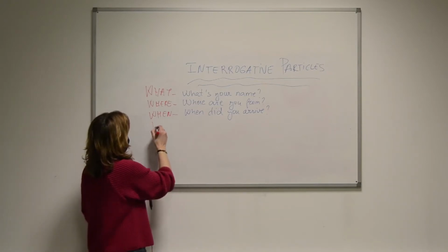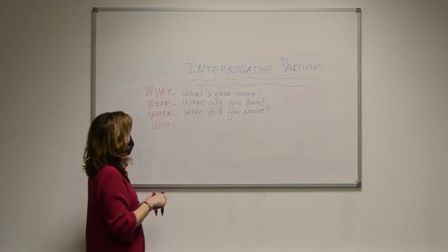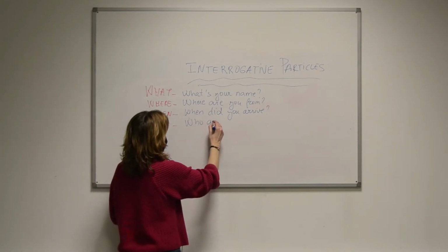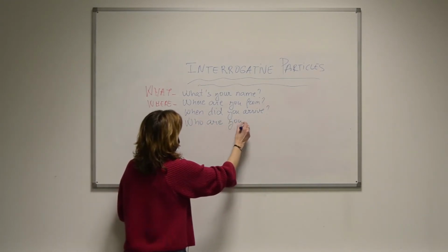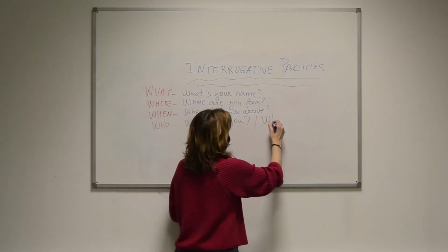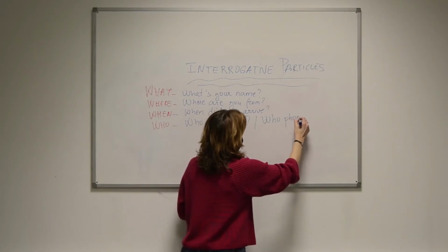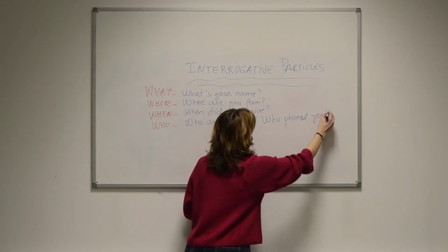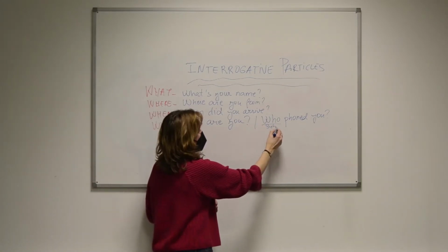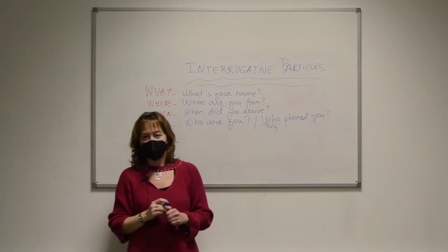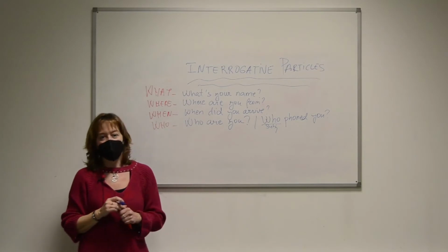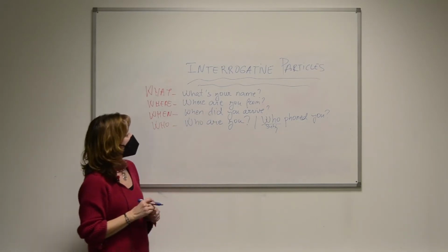Who? It asks about a person. For example, who are you? Or, for example, who found you? It's a different particle because the auxiliary is not necessary, because the particle functions as the subject of the sentence. In this case, the auxiliary is not necessary to make up the question, while with the others, auxiliaries are necessary, okay?